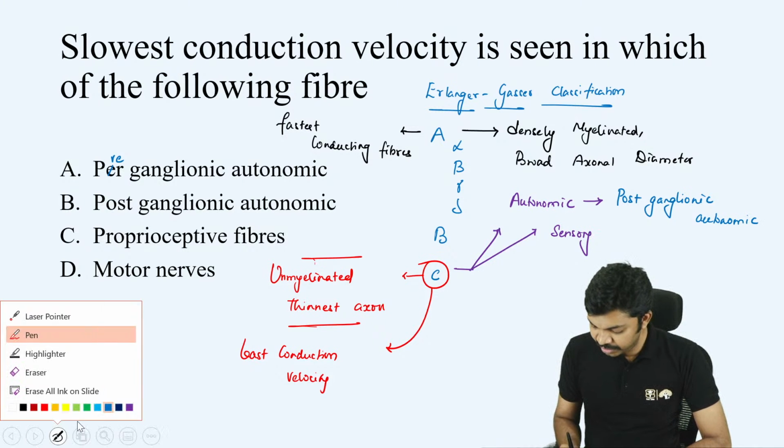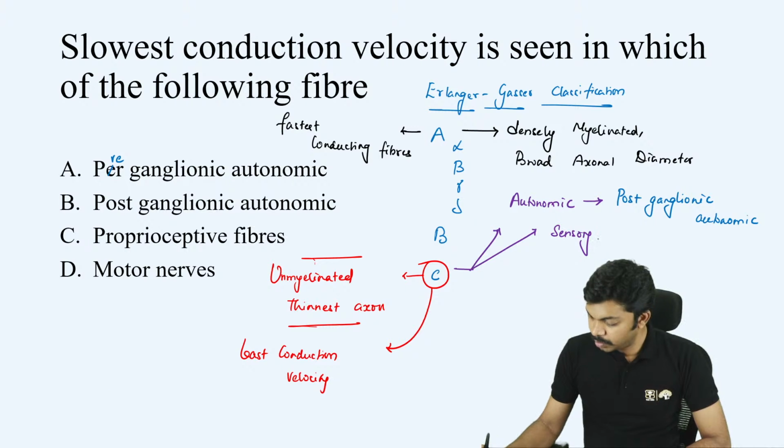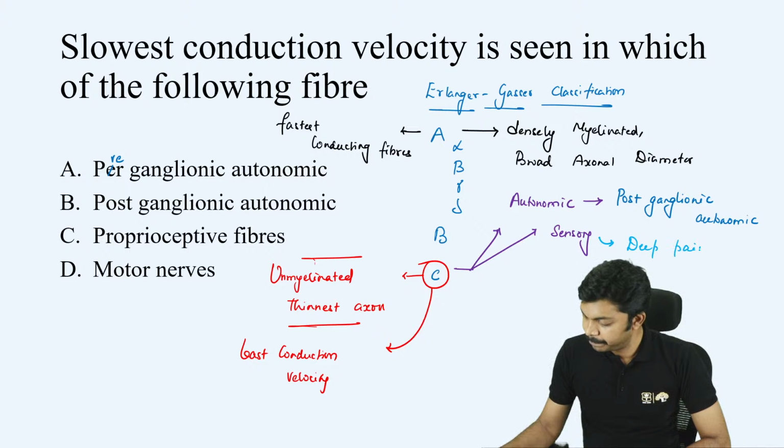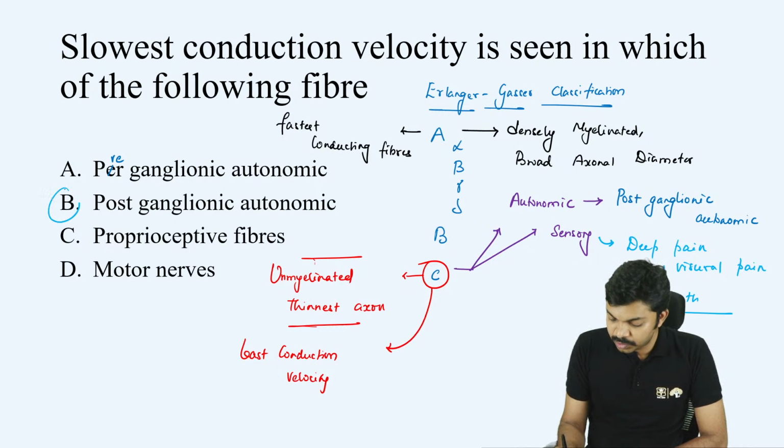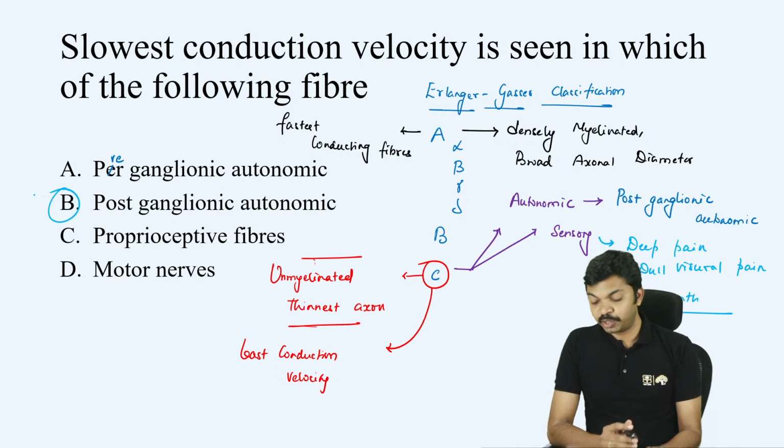On the sensory side, C fibers carry deep, dull visceral pain as well as the warmth modality. So the best answer for this question is option B, postganglionic autonomic, guys.